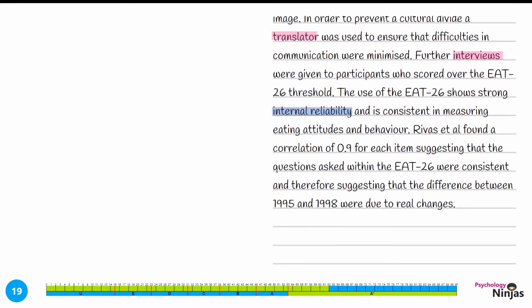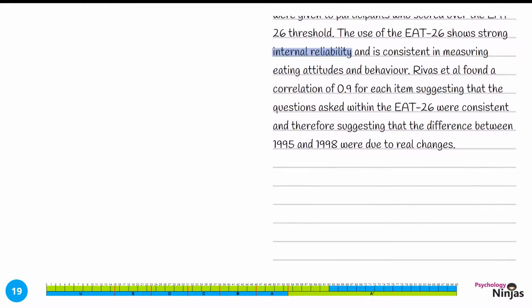Rivas et al. found a correlation of 0.9 for each item, suggesting that the questions asked within the E26 questionnaire were consistent, and therefore suggesting that differences between 1995 and 1998 were due to real changes. We've established a positive correlation here between our items of 0.9. That's very strong. And we've said the impact of this on our results, that actually our conclusions can be about real changes rather than differences in the questionnaire. We're going to stick with reliability to give a counter-argument.